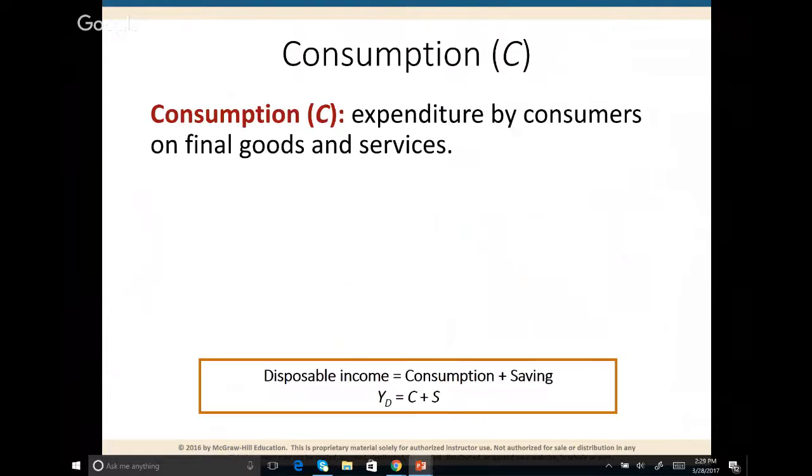So first, let's look at consumption. So consumption is expenditure by consumers on all final goods and services. And for consumption, we need to remember this formula here: your disposable income equals consumption plus savings. So how much money we have, our income, equals our consumption, how much money you're spending, plus how much money you're saving on the side. And then your consumption depends on the income. For many consumers, the more money you have, the more money you spend.